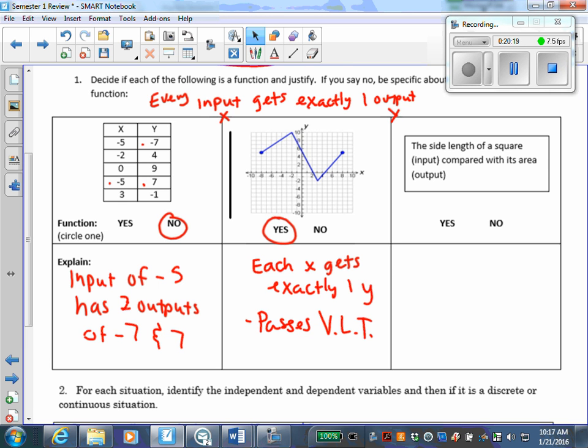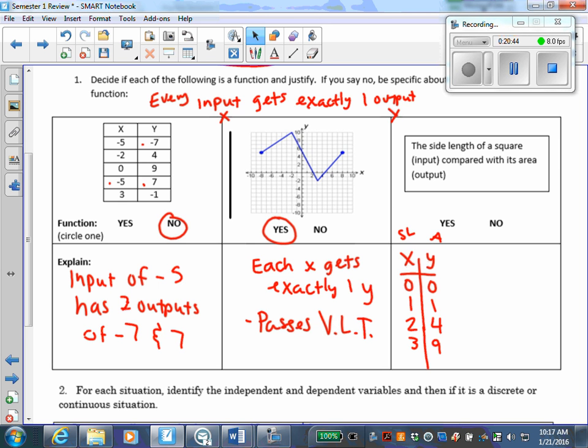The side length of a square as the input compared with its area output. So to think about that, let's make a table. X and Y. This will be the side length and this will be the area. Let's say side length is 0, the area would be 0. Side length is 1, area would be 1. Side length is 2, area would be 4. Side length is 3, the area would be 9.